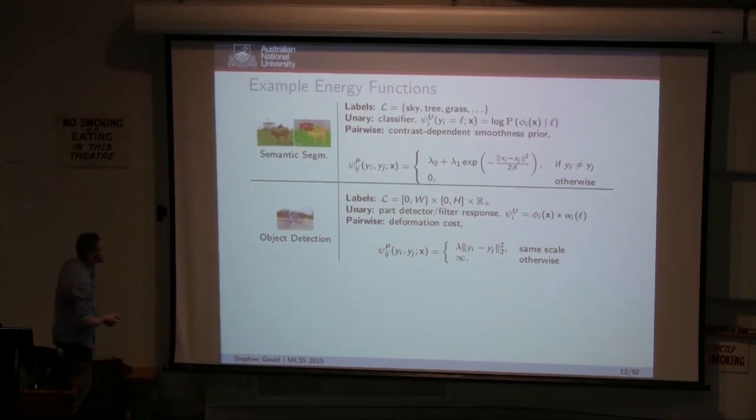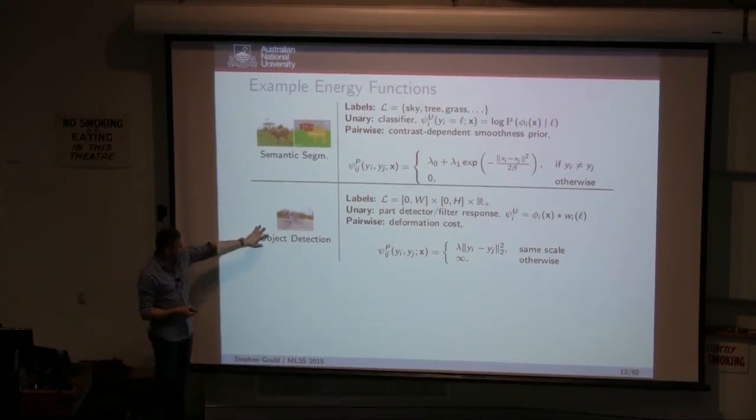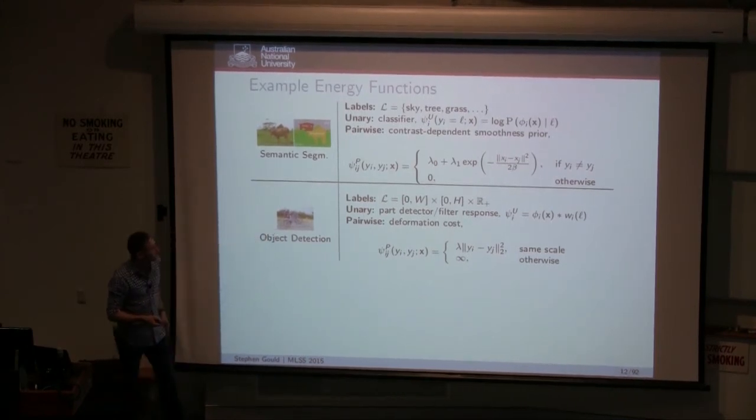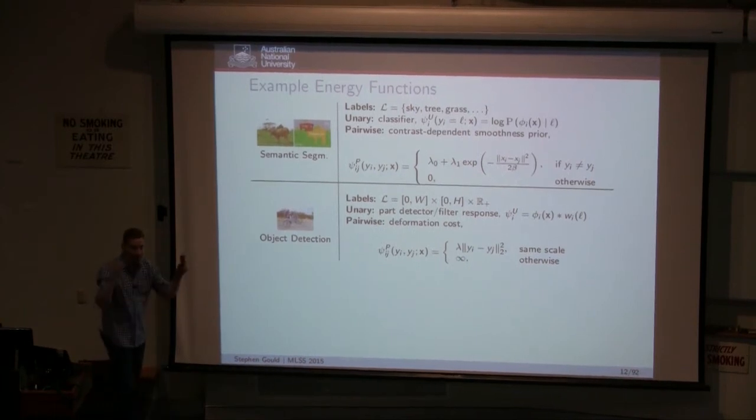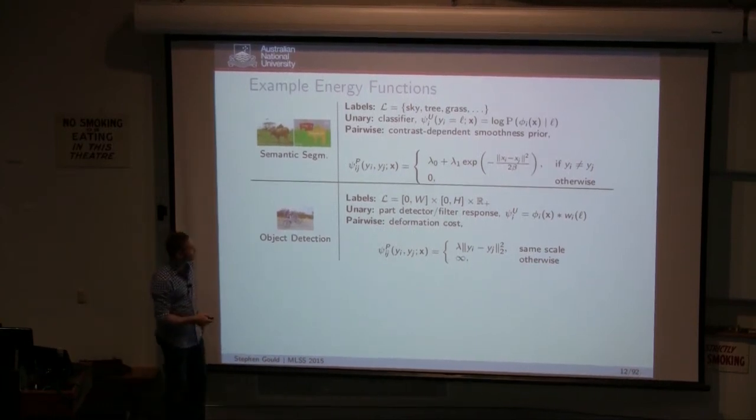Here's an object detection model. This was and still is a very popular model for object detection, known as a deformable parts model. So here you have a bunch of parts that you're trying to place on the image, and those parts are going to come together to tell you where the object is.